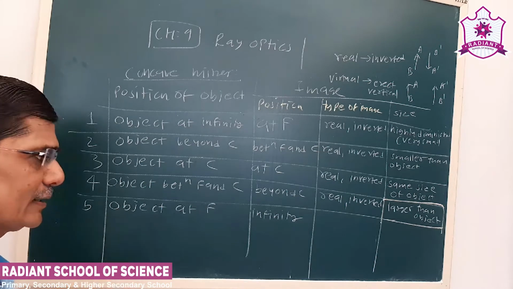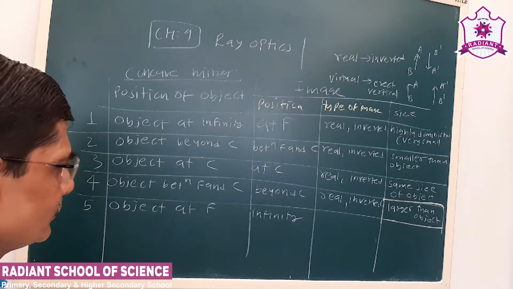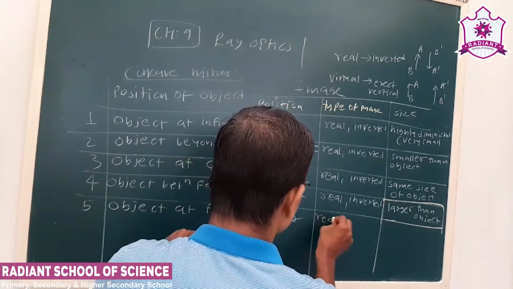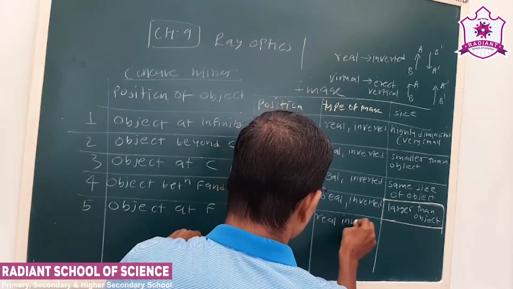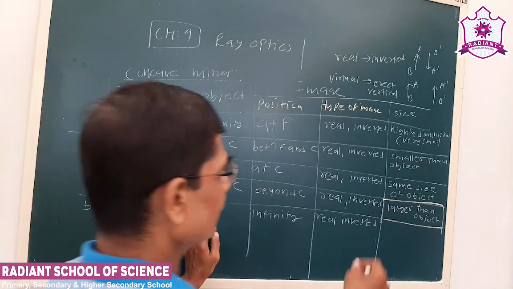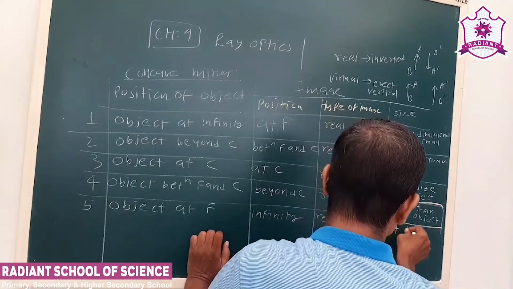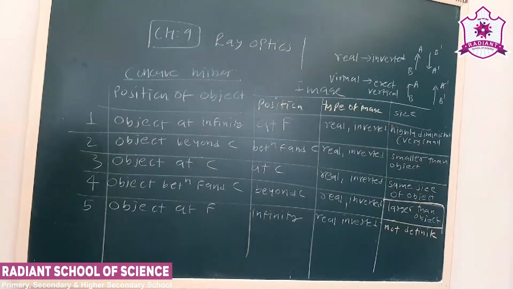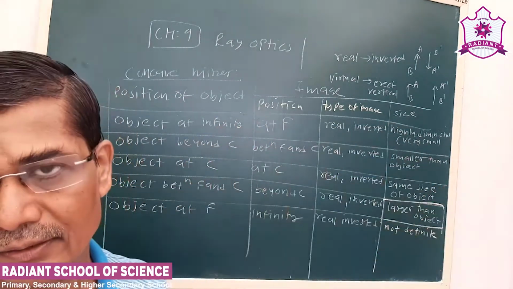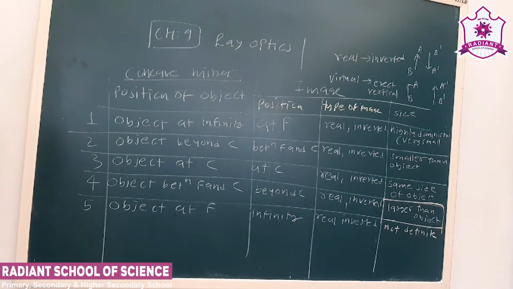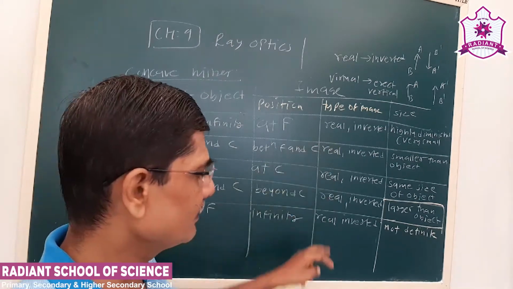See the fifth case, object at F, the image will be at infinity, real and inverted. The size will not be definite. Why? Because the image will be formed where the rays meet at a very large distance. These are the five cases in which real and inverted images form.